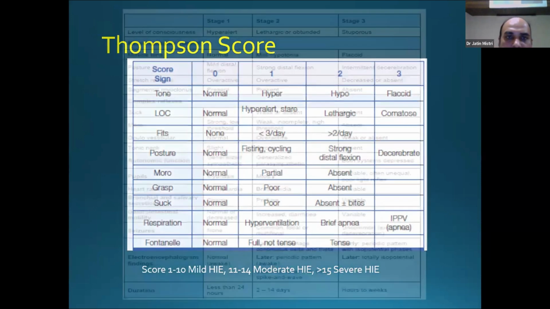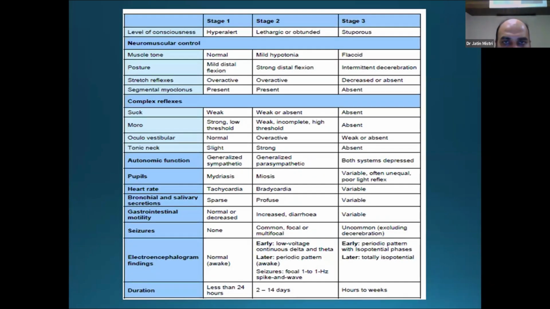There is another popular system, as we all have heard about, which is the Sarnat and Sarnat, or modified Sarnat, classification. In this also, you classify on the basis of vital signs, complex reflexes, neuromuscular control, and level of consciousness. Depending upon that, you can classify as stage 1, stage 2, and stage 3 hypoxic ischemic encephalopathy. So these two criteria will tell you that this baby has acquired hypoxic ischemic encephalopathy, or the features of that, and that you have to define within the first 6 hours of life.